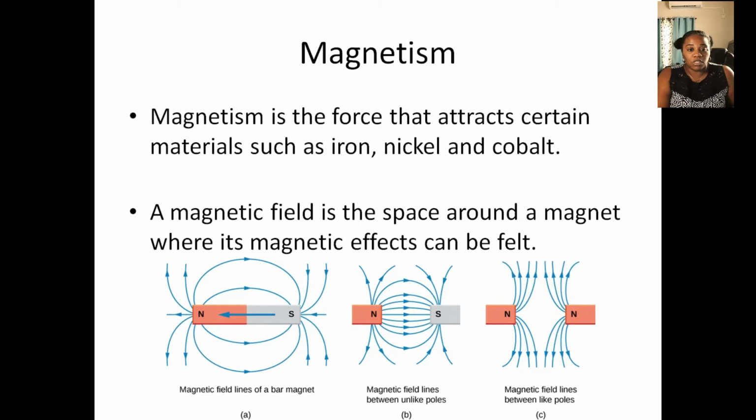Magnetism is a force that attracts certain materials such as iron, nickel, and cobalt. To remember this, I would always tell students to remember the acronym NIC, N-I-C: N for nickel, I for iron, and C for cobalt.